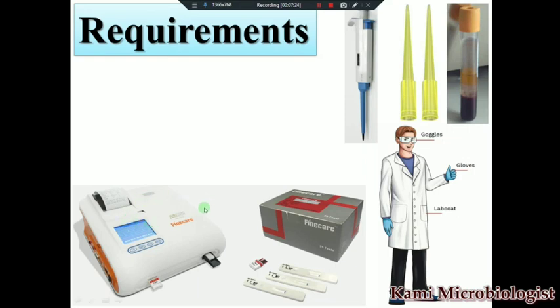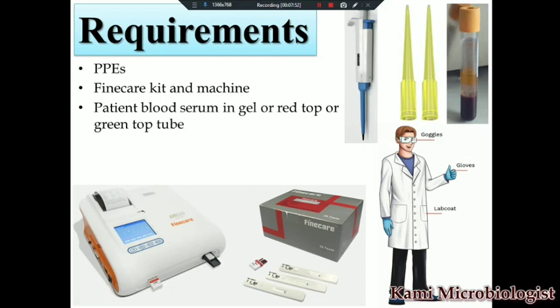But mostly, the Mindray machine is too expensive, so if we cannot afford this machine, then this test is mostly recommended on the Finecare machine. Now this is the Finecare machine, this is the Finecare kit, which contains the strip, or we can say cartridge, and this is the ID chip. So we need these things while performing the test. Let me show: personal protective equipment, Finecare kit and machine, patient blood serum in gel, red top or green top tube, pipette or jester, and yellow tips.